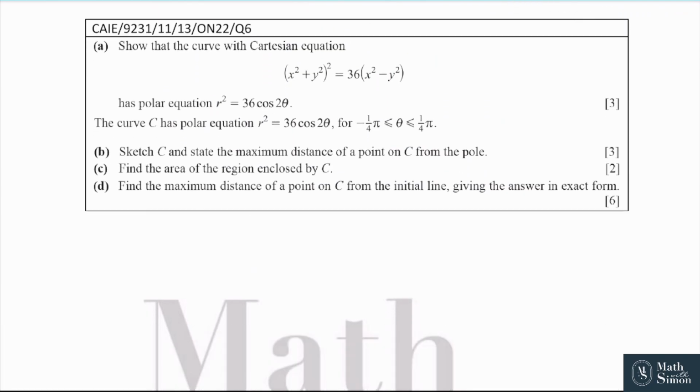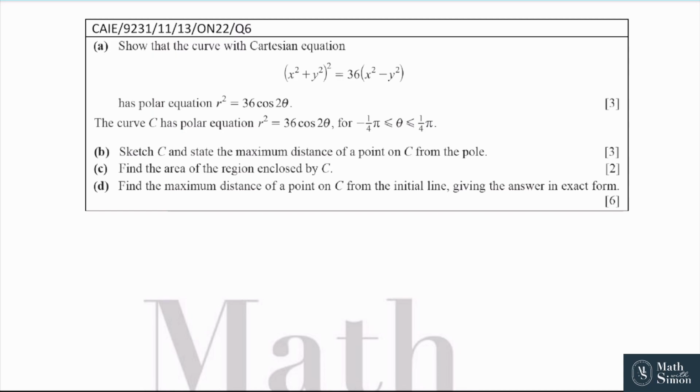Okay, so this is coming from Winter 22, paper 1113. We will only focus on the last part because all the rest are quite easy to do. Even for the area, it's already in R square. It's very easy, so we won't actually look at that. So just look at part D here.